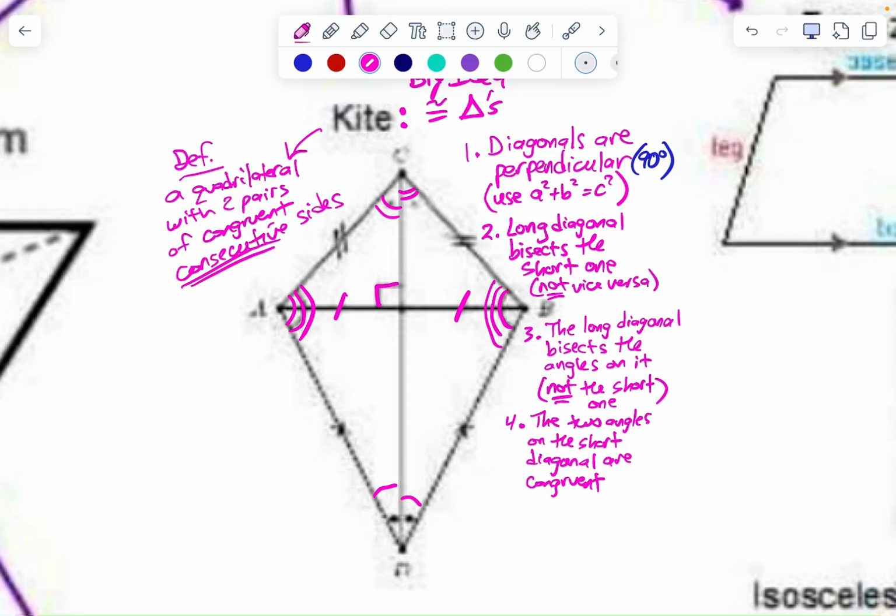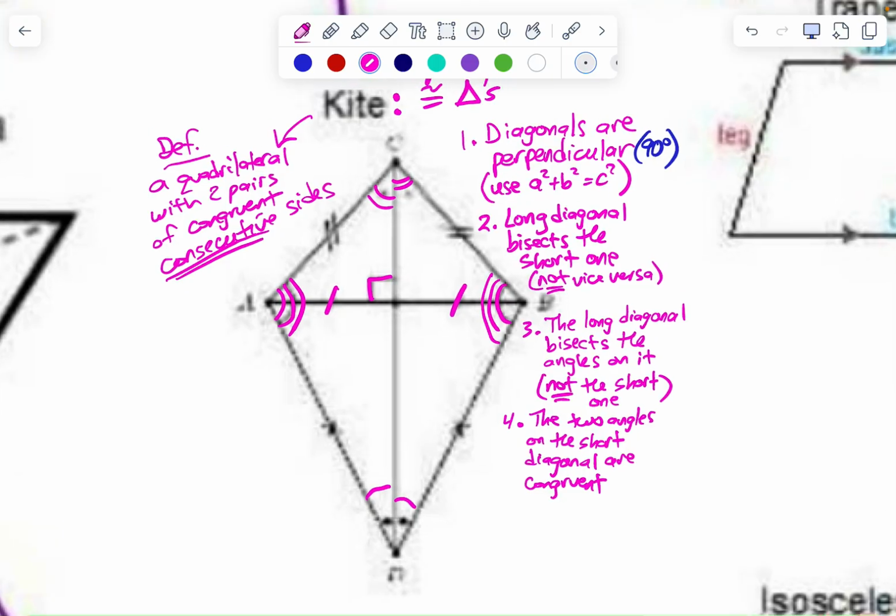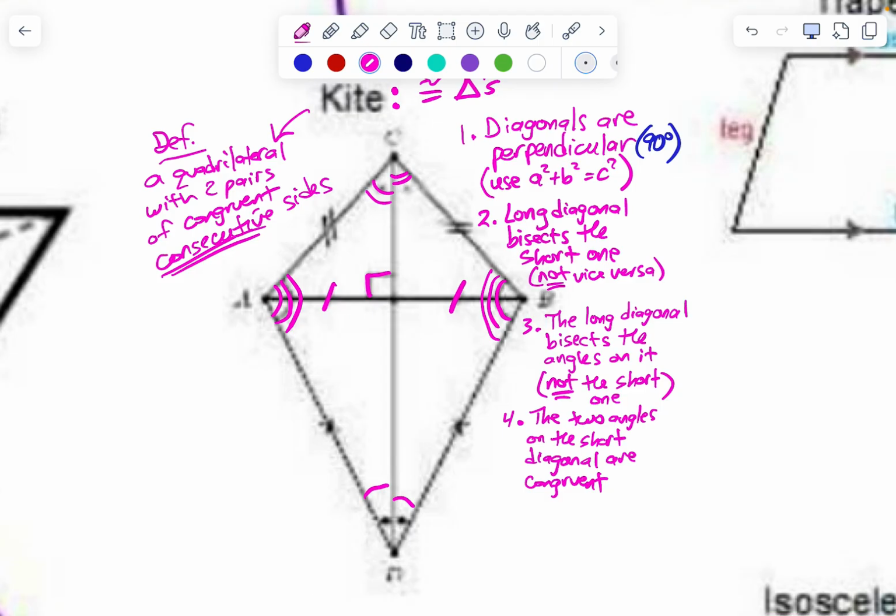Consecutive means one after another. So if we start at A, that side and that side are congruent. So they are next to each other. They're consecutive as we go around. And then this side and this side are congruent. Those are the other two consecutive sides. So we have two pairs of consecutive sides that are congruent. You can see those are marked in the figure, so make sure those really stand out. A lot going on in a kite.